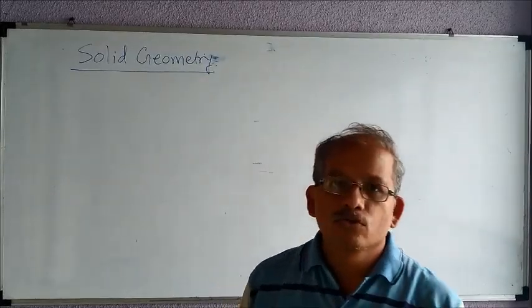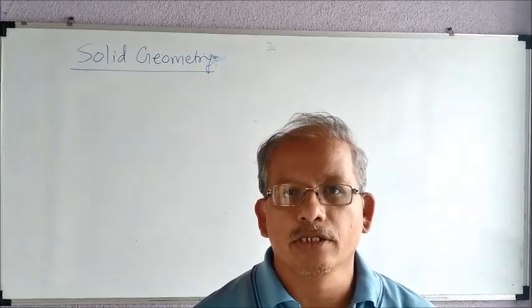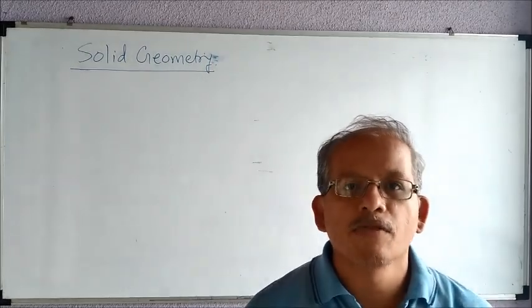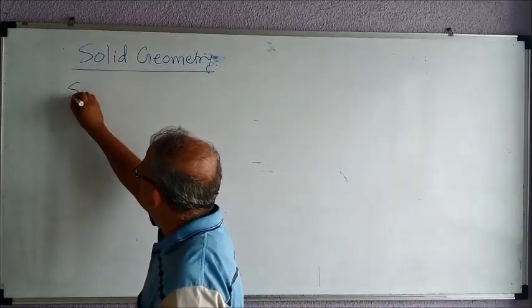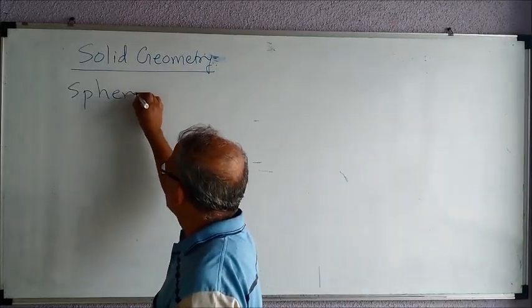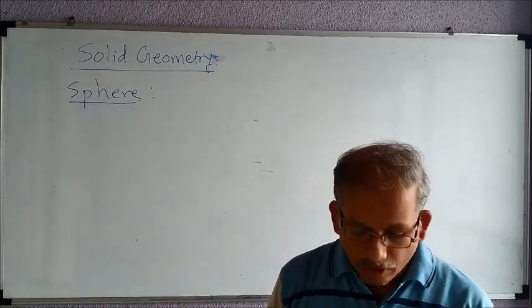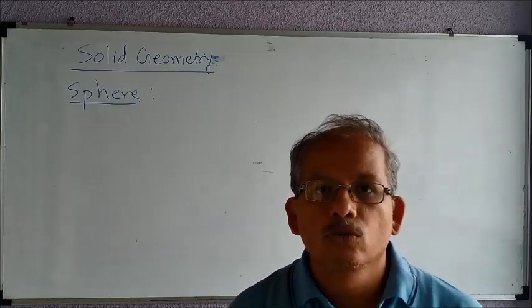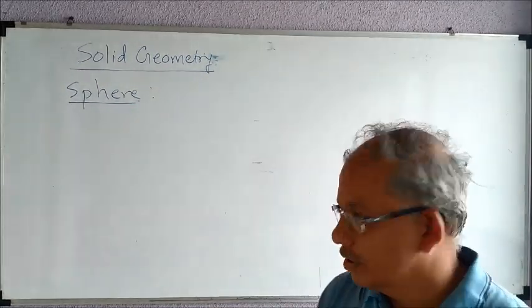Now here, whenever you define a geometrical object, the definition is very critical, and that definition itself gives you the formula. So how do you define a sphere? A sphere is defined as a locus of a point whose distance from a fixed point is always constant.